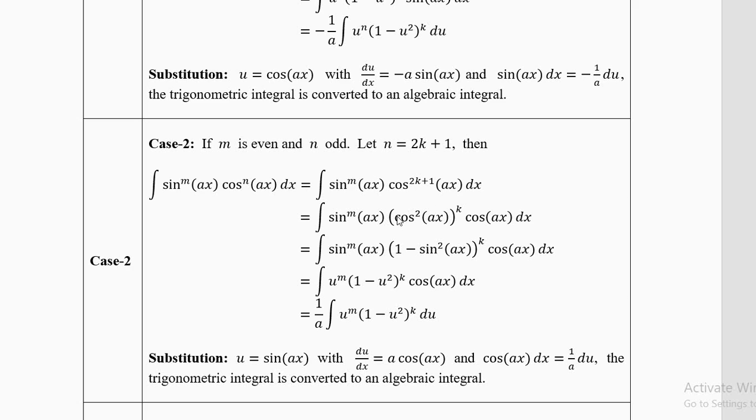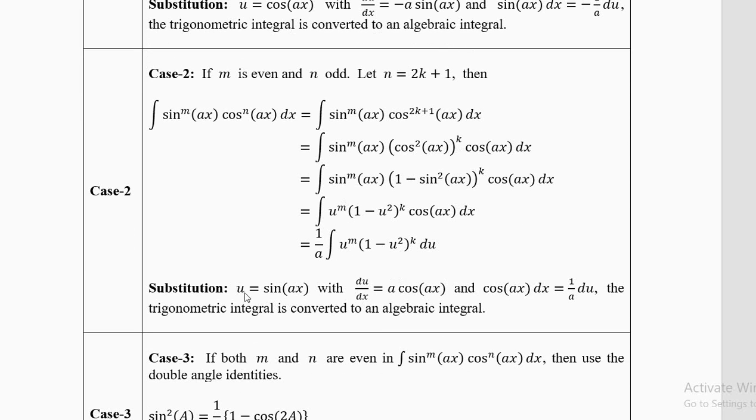And k can be either odd or even. Now it will become cos square ax whole power k. This you convert into sine, you'll get 1 minus sine square ax whole power k. Now here you have a function in sine and the derivative of sine is cosine with the a. So you'll again make it into an algebraic integral.